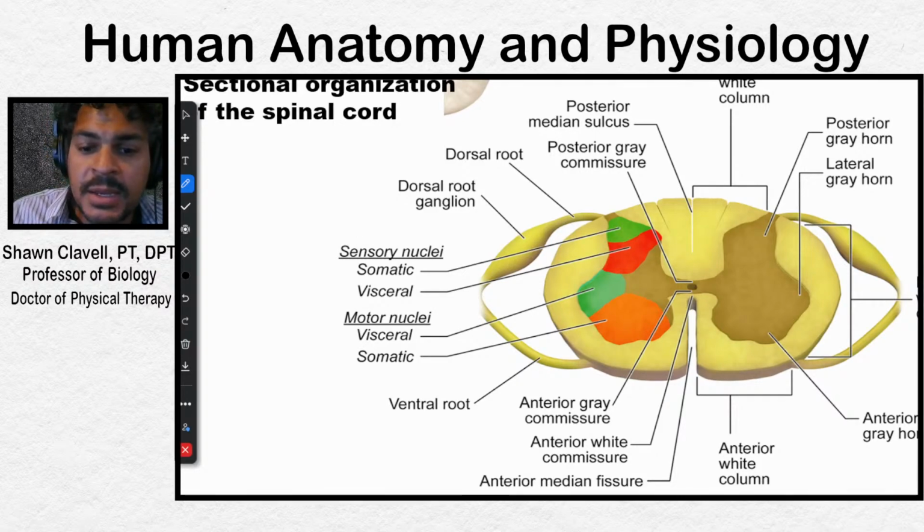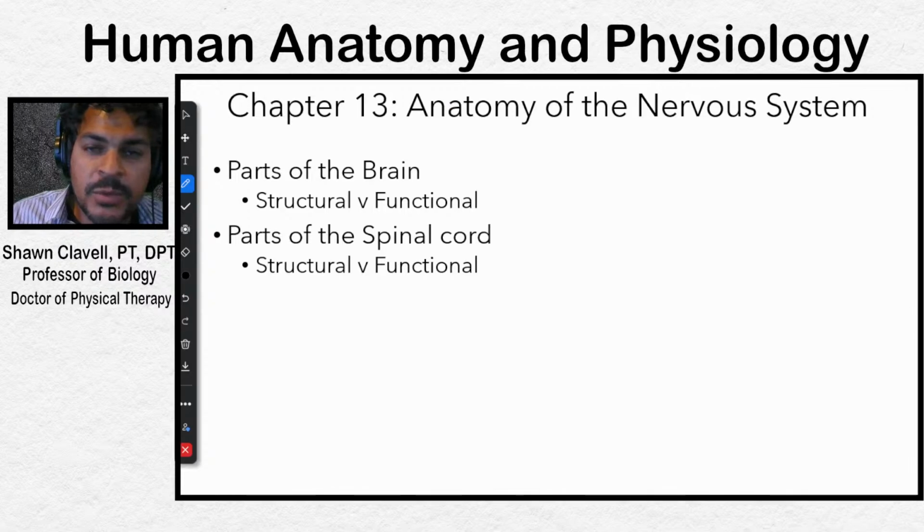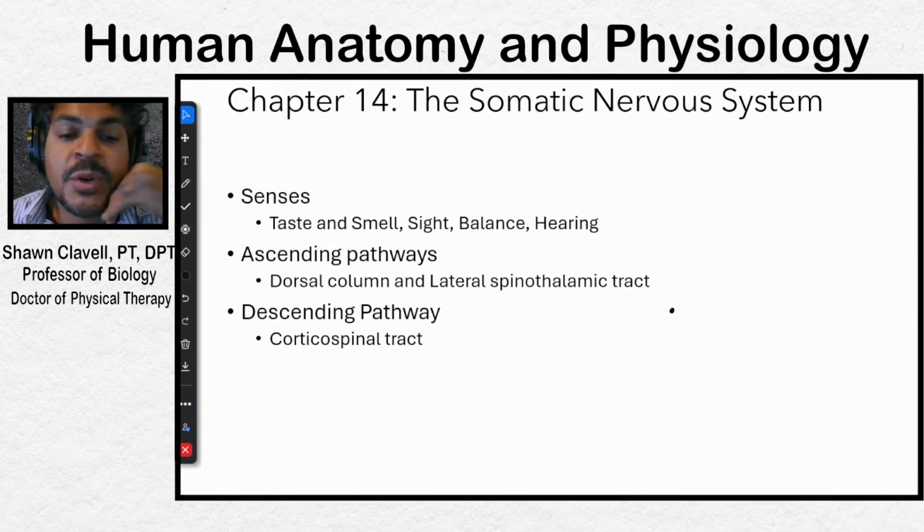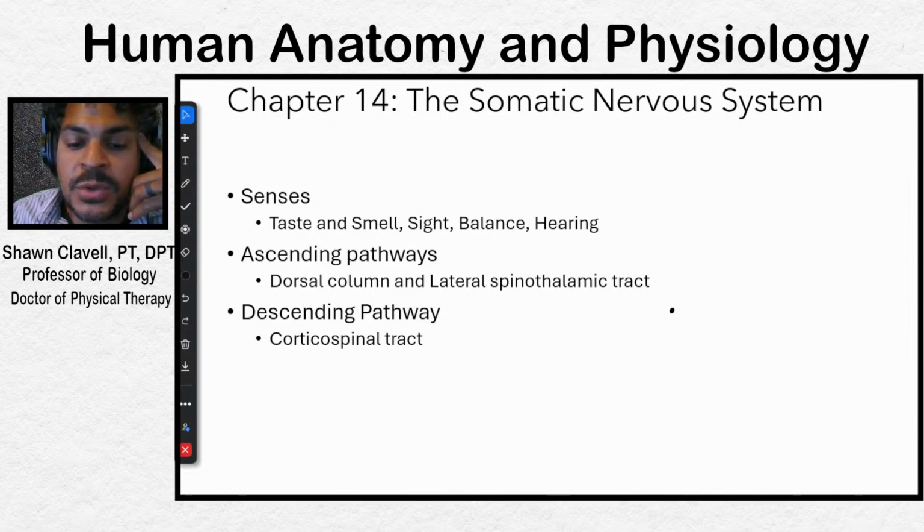And then finally, in chapter 14, we review the somatic nervous system. So the somatic nervous system is where we talk about your senses, so the senses of taste, smell, sight, balance, and hearing, as well as a few of those ascending pathways referred to as the dorsal column system and the lateral spinothalamic tract. And then the most common descending pathway that we should be familiar with is called the corticospinal tract. That's the tract that's related to movement. And so I'll pop that up here.